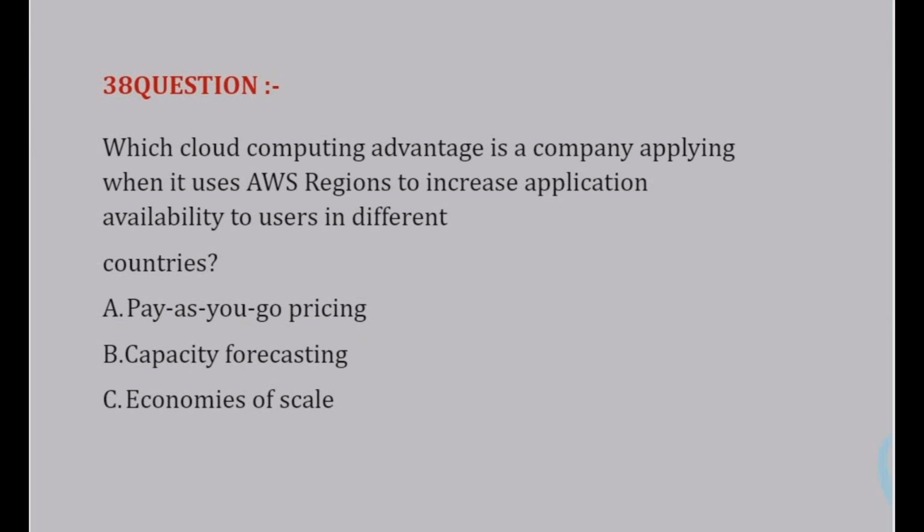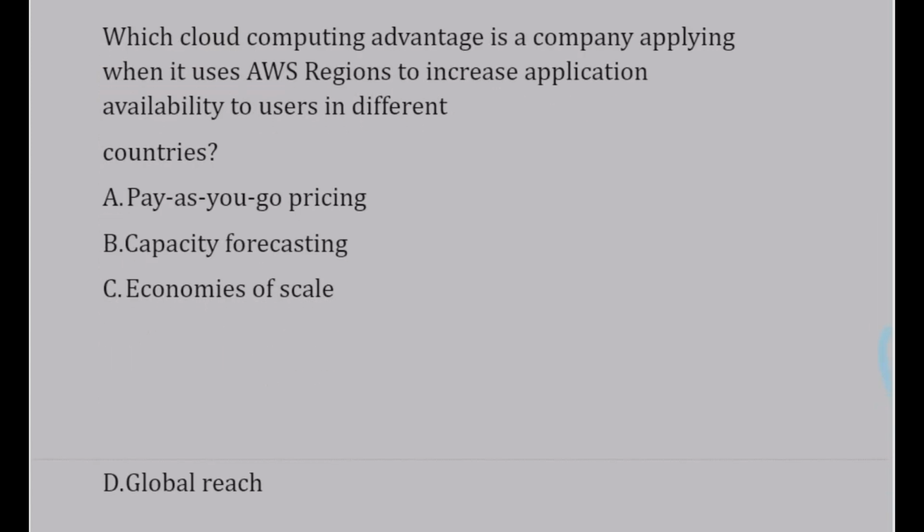Question is which cloud computing advantage is a company applying when it uses AWS regions to increase application availability to users in different countries? Option A pay as you go pricing. Option B capacity forecasting. Option C economies of scale. Option D global reach. Correct answer is option C.